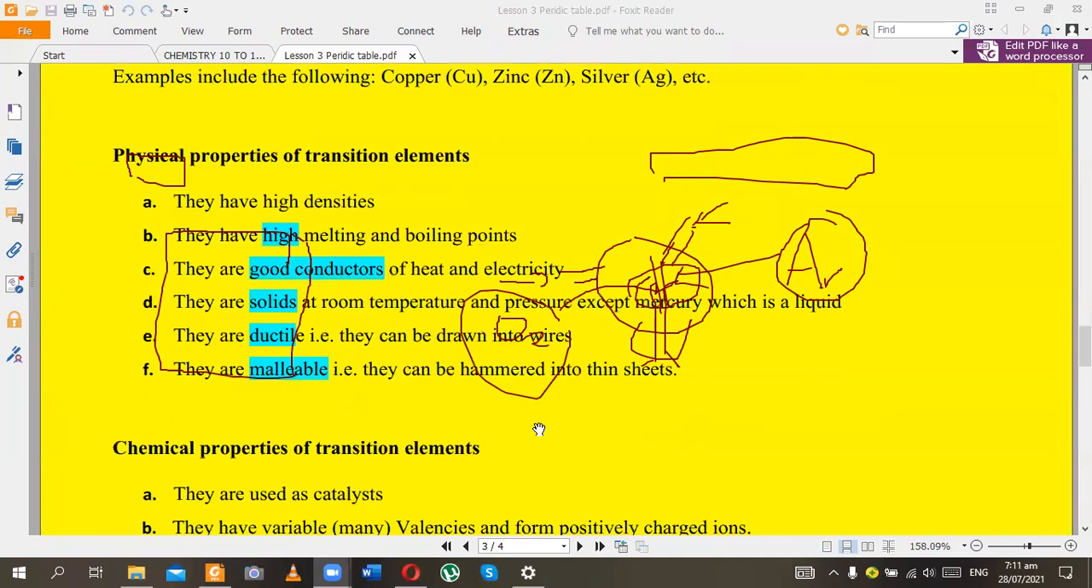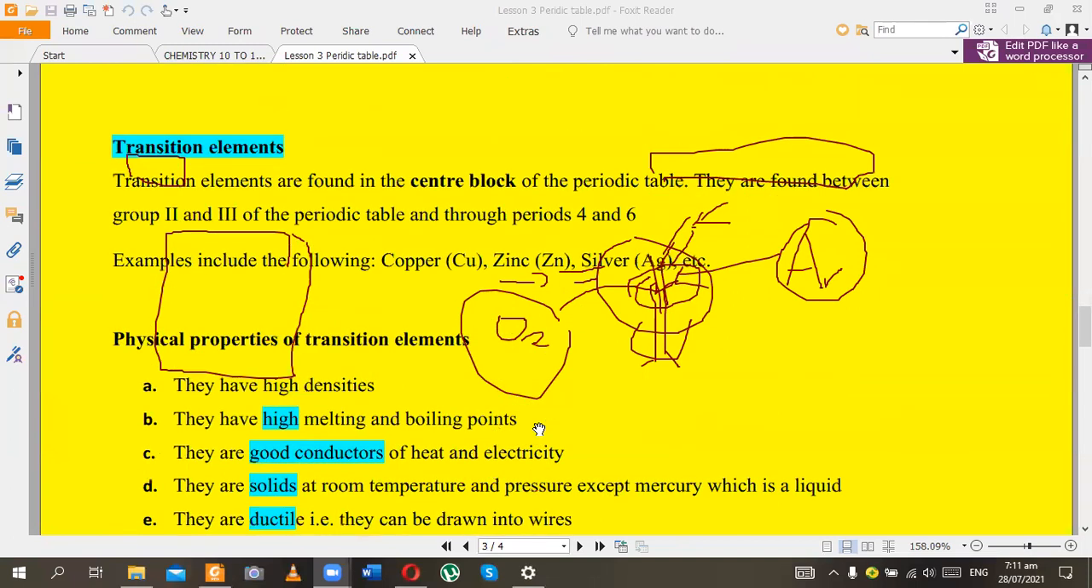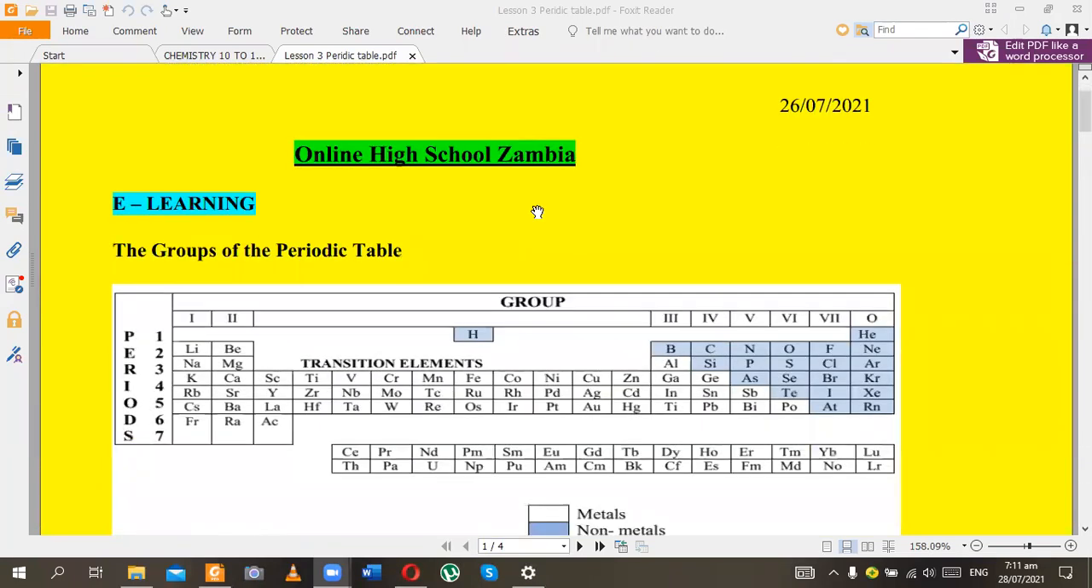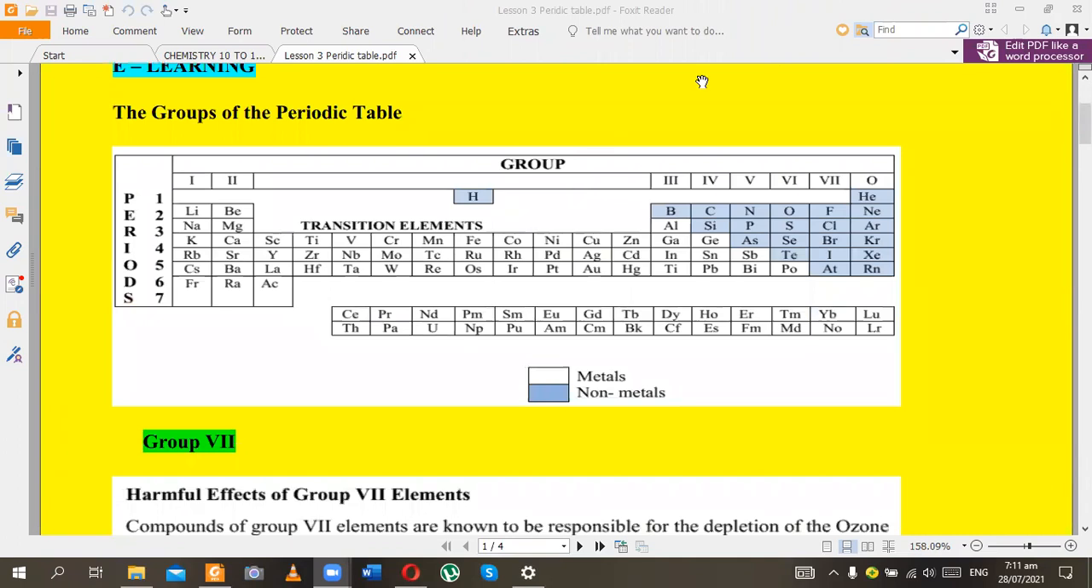Okay, so we have 2 more pages. Let's now look at the transition elements. We are done with the group O elements. Last one but not the least, let's look at transition elements. What elements are they? These elements are the ones that are here. Look, there's a very big jump from 2 to 3.